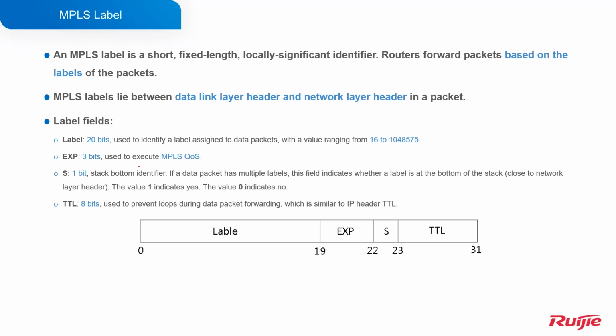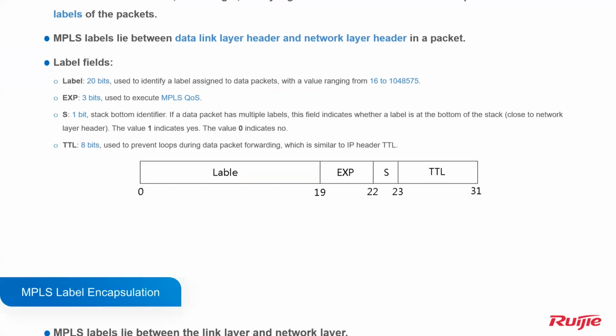And the last 8 bits are the TTL value. The function is very similar to the IP header. Each time it passes through a device, we reduce the TTL value by 1. The function is to avoid loops, and also you can do some traceroute function to make sure what your first hop is, what your second hop is, and so on. So this is a label.